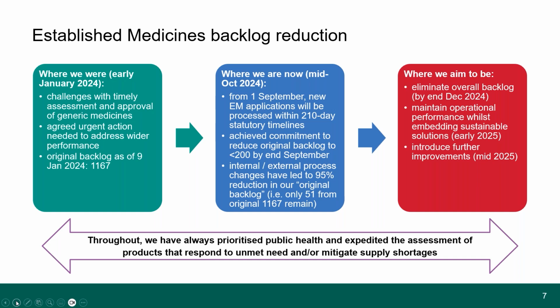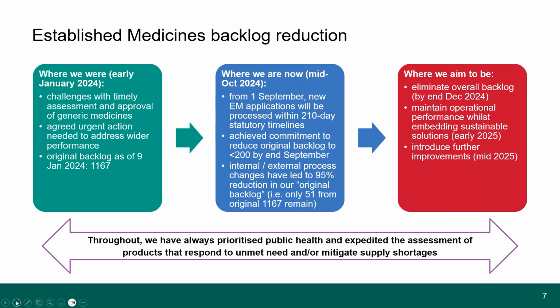So the red box is where we aim to be. You know, we are focusing now on being able to eliminate the overall backlog. And what we mean by that is that previously we were talking about this original backlog, which was a ring-fence backlog. This overall backlog includes those applications that have fallen overdue in those months since January. We know that approximately 14 fall overdue every week, and so it is a moving target to eliminate the entire backlog, and we are working to do that by the end of December this year. We are very focused on implementing a sustainable model and sustainable solutions, and looking to do that for next year.